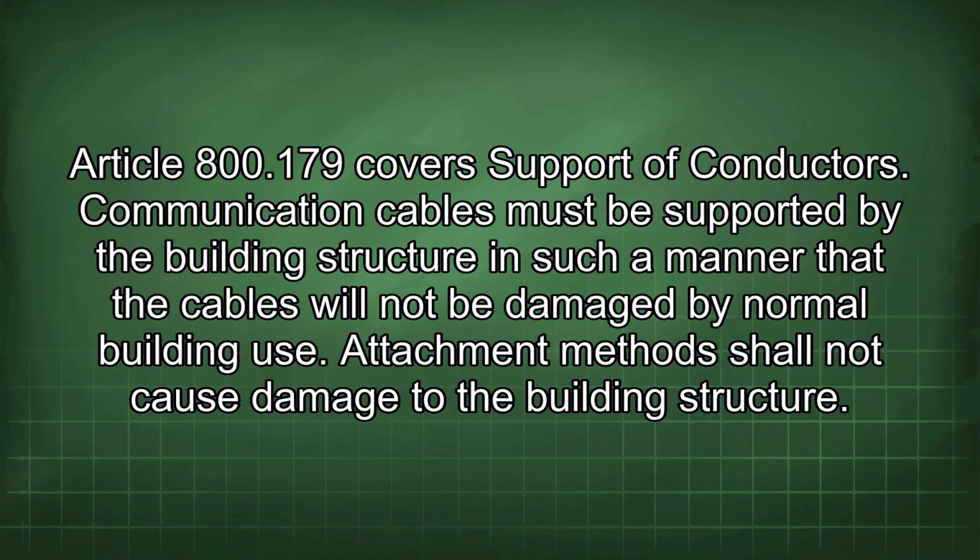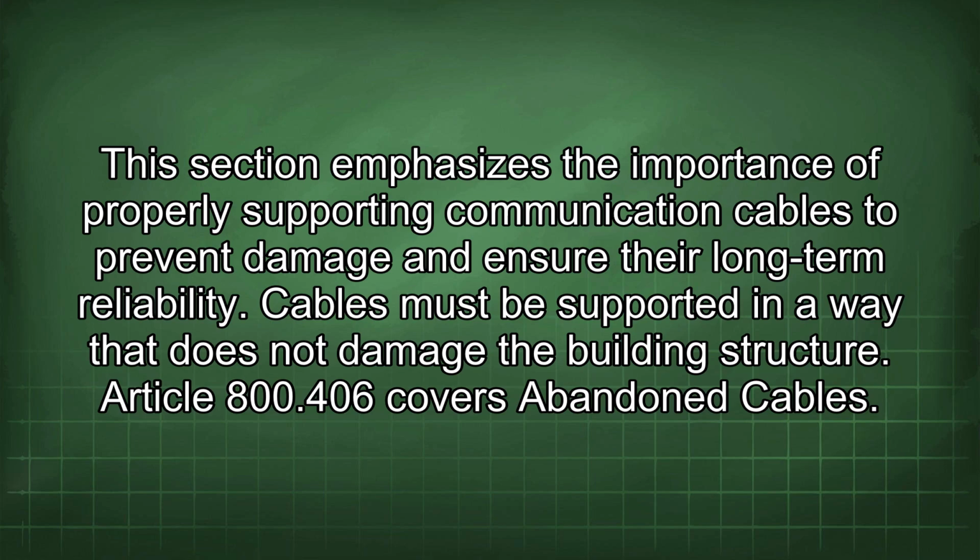Article 800.179 covers support of conductors. Communication cables must be supported by the building structure in such a manner that the cables will not be damaged by normal building use. Attachment methods shall not cause damage to the building structure. This section emphasizes the importance of properly supporting communication cables to prevent damage and ensure their long-term reliability. Cables must be supported in a way that does not damage the building structure.